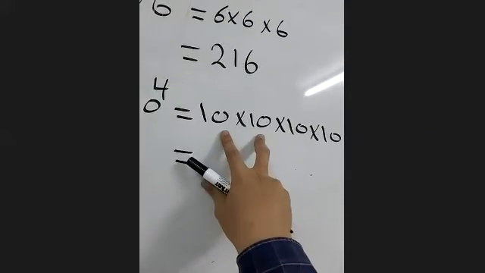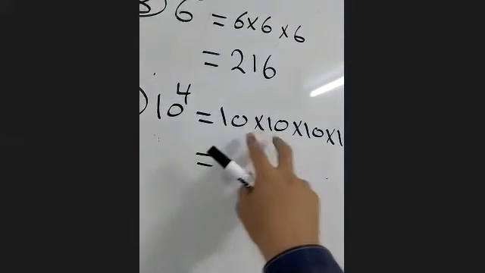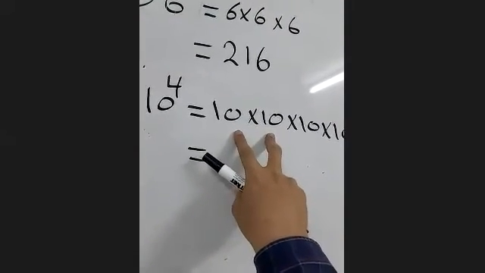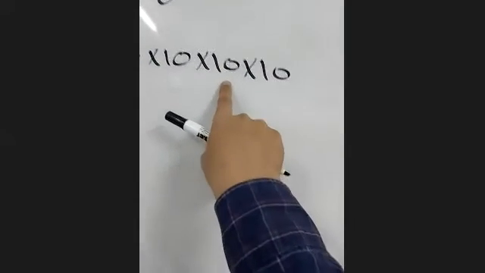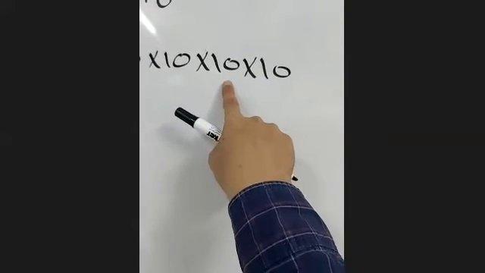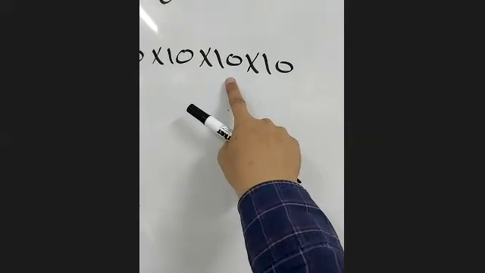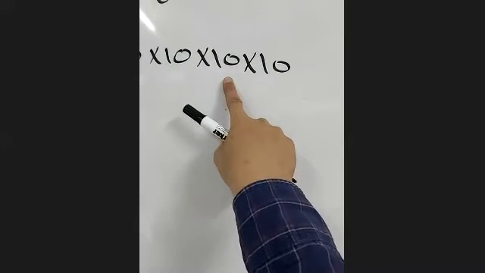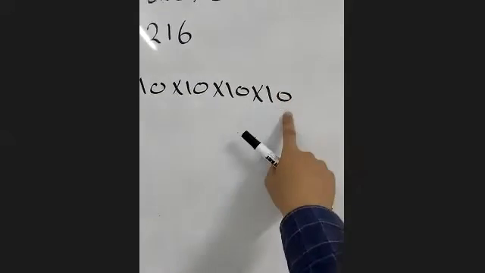Did you hear me? Yes, I hear you. I'm asking you, 10 multiply 10, how much? 100. 100 multiply 10. Do you know? Yeah, I'm thinking. 1,000. 1,000 multiply 10.